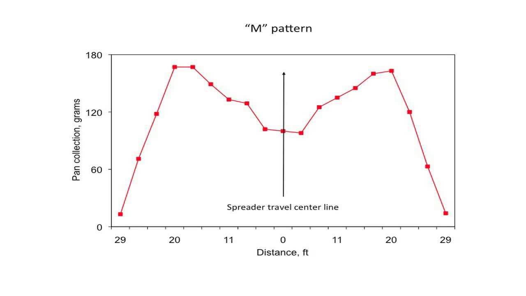If you cannot improve your M or W patterns and want to have high uniformity of application, consider applying half the litter going north-south and the other half going east-west.